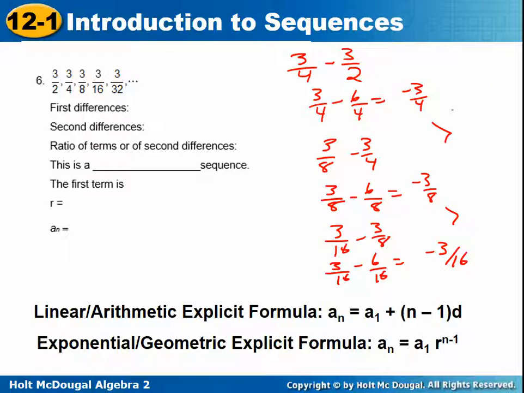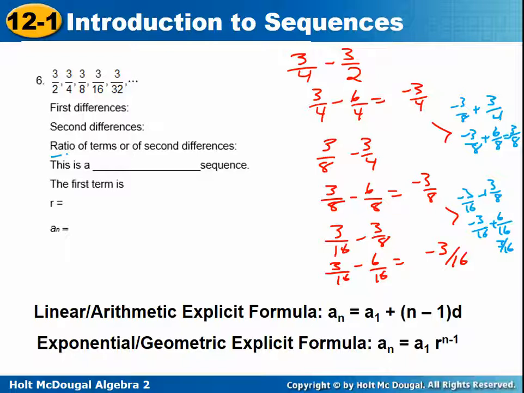I'll take negative 3/8 minus a negative 3/4, so that's the same as plus. So I'd have negative 3/8, change this to eighths, and I'd have 6/8. So that's 3/8. And then I'll take negative 3/16 minus a negative 3/8, which would be a plus, and get a common denominator of 16ths. So that would be 3/16. So the second differences are not constant either.